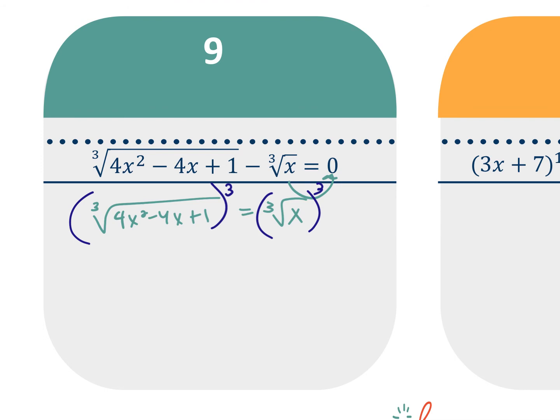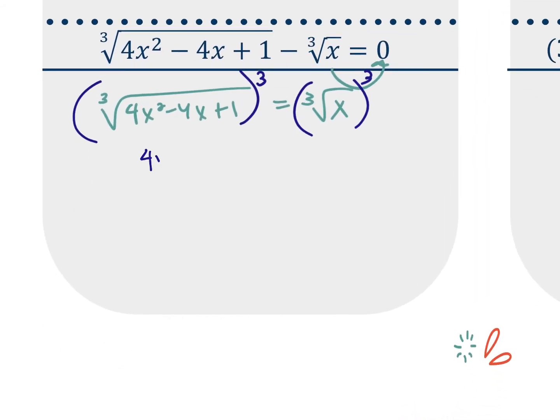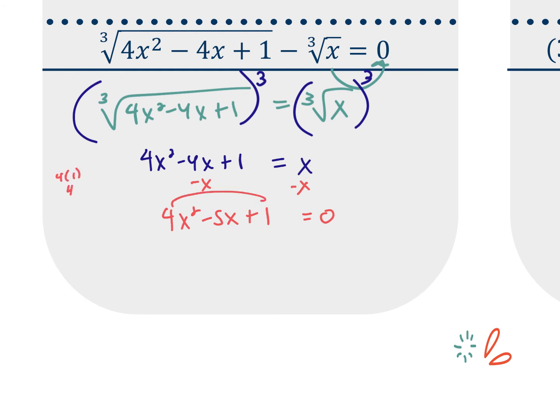The cube of the cube root eliminates the cube root, and I get 4x squared minus 4x plus 1 equals the cube root of x cubed, which is just x. Move everything to one side of the equation because I've got an x squared and an x, so I know I'm going to have to factor. Now you can do first and last here. 4 times positive 1 would give me 4. Factors of positive 4 that sum to negative 5: negative 1, negative 4. 4x squared minus x minus 4x plus 1.